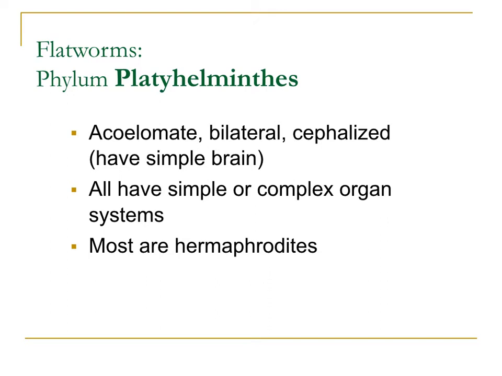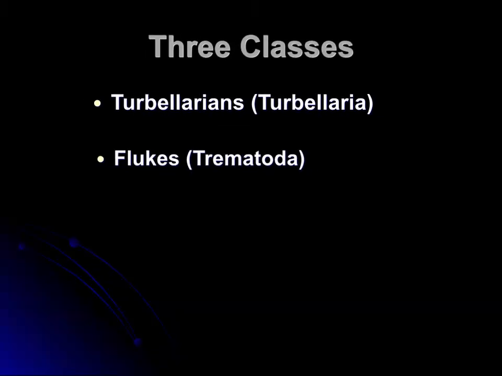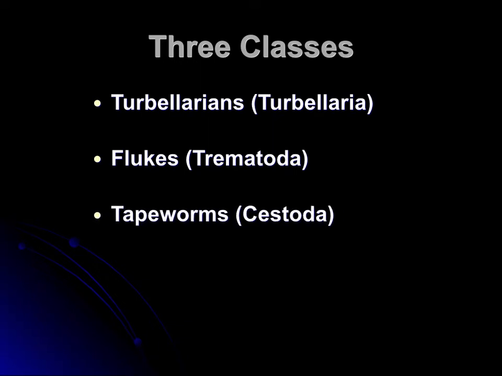So when we talk about them, now we have this list of 3 classes. We do have a 4th class as well that I'm going to mention. So you have the turbellarians, the trematodes, monogenea, and cestoda, which are the tapeworms.